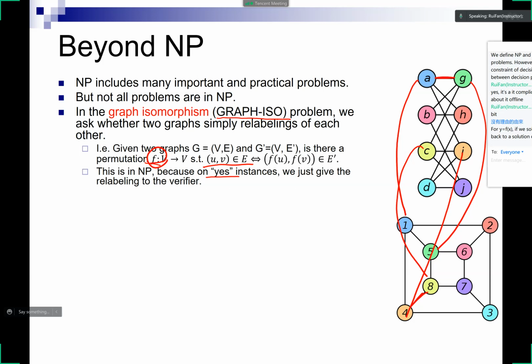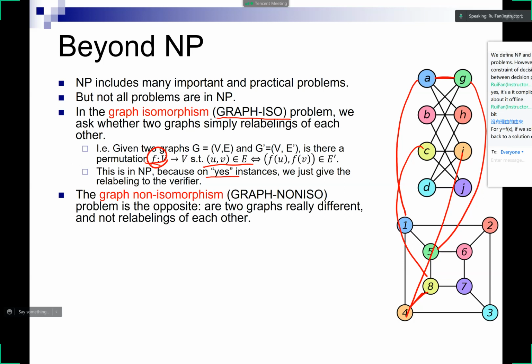However, now you can transform this graph isomorphism problem to graph non-isomorphism. Graph non-isomorphism is exactly the opposite of graph isomorphism. So when you have two graphs which are isomorphic, then in this graph non-isomorphism problem, this is a no instance. Graph non-isomorphism is looking at when two graphs are not isomorphic to each other. So these two graphs would be a no instance of graph non-isomorphism.